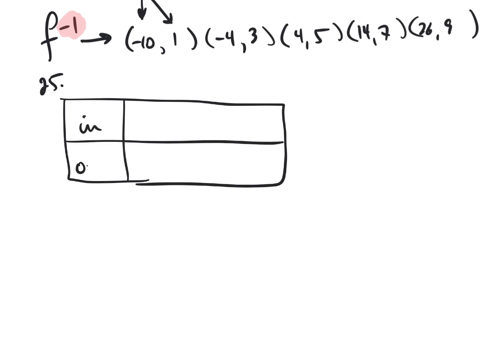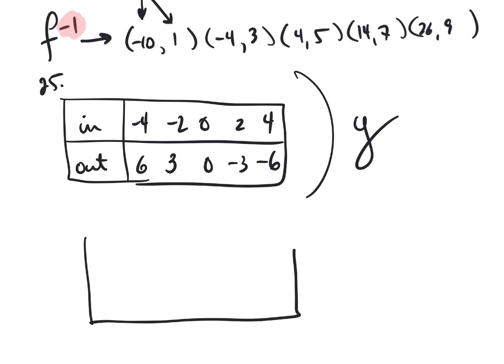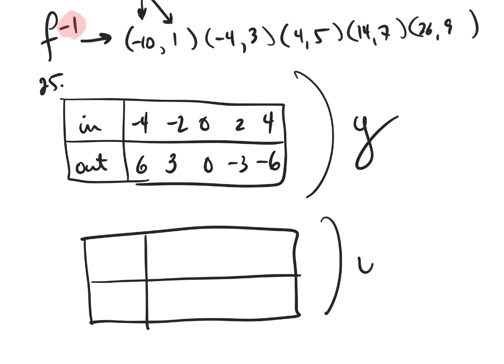So they've given us the ins and the outs. The ins: negative 4, negative 2, 0, 2 and 4. The outs: 6, 3, 0, negative 3, and negative 6. Okay, and again, this would represent the original function, like y or whatever it's called. And then what they would want us to do is have a similar table for y inverse. Again, the little negative 1 superscript.